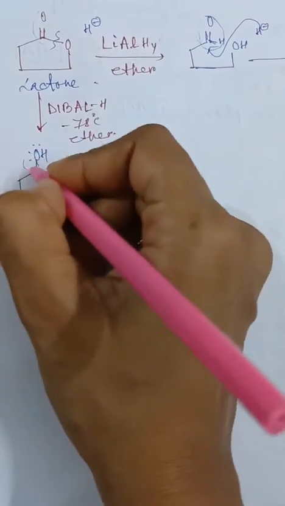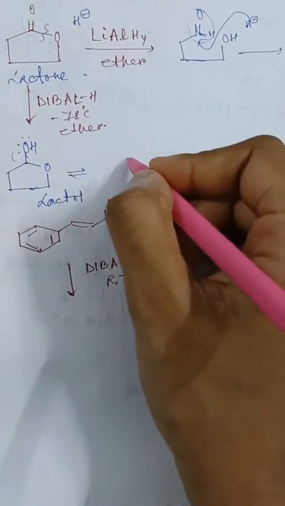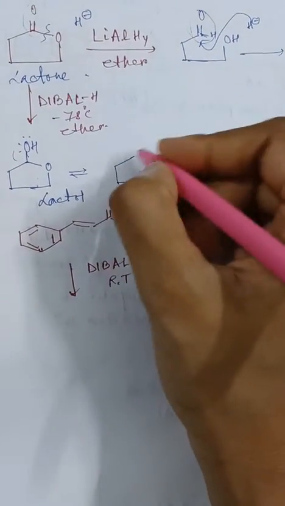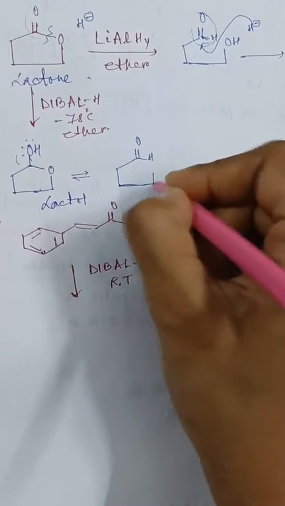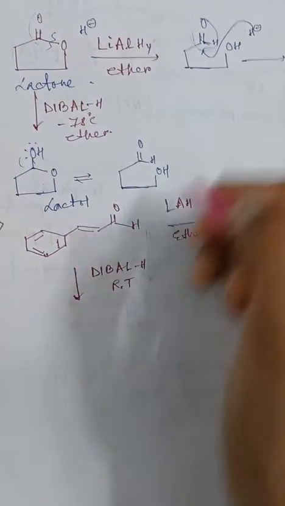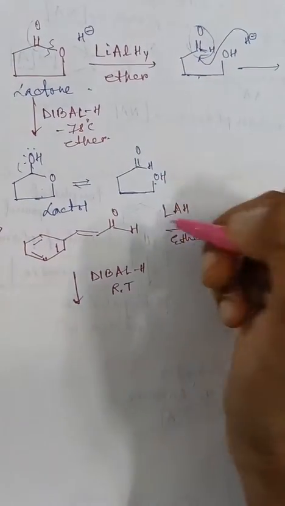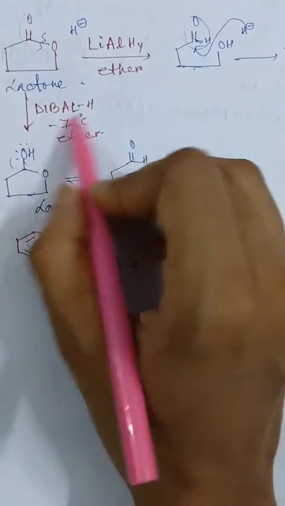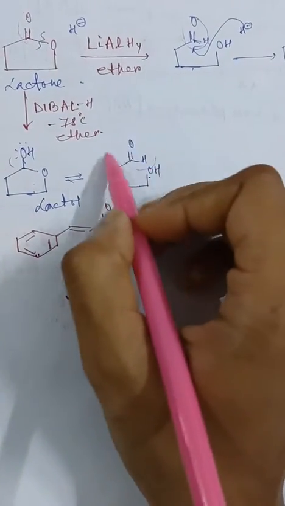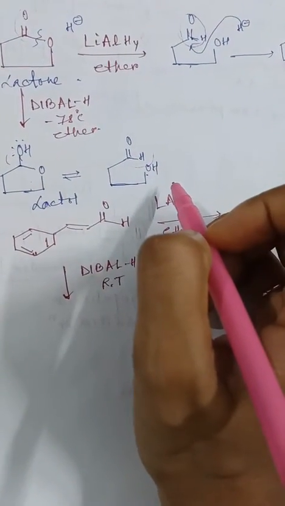It has a lone pair, and it can open up like this to this structure, like this one and this one. But diisobutyl aluminum hydride, DIBAL, doesn't reduce this aldehyde group.